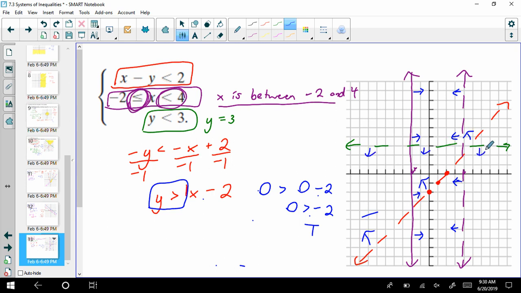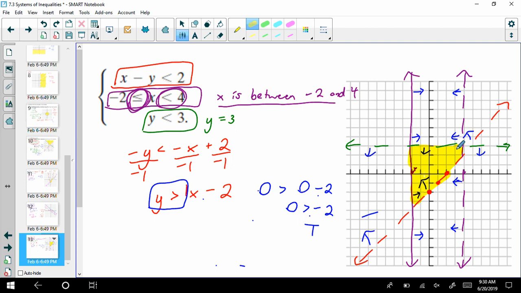Okay, so we kind of got a mess here, but now your job is to find the common region that works for all of them. So I need to stay above red, between the purple, and below green. Where is that region? You should identify it as, it's this like trapezoid looking shape right here. That would be the solution to all three inequalities at the same exact time.